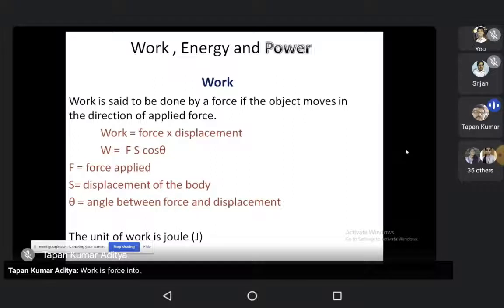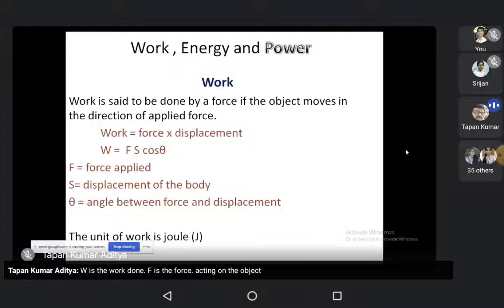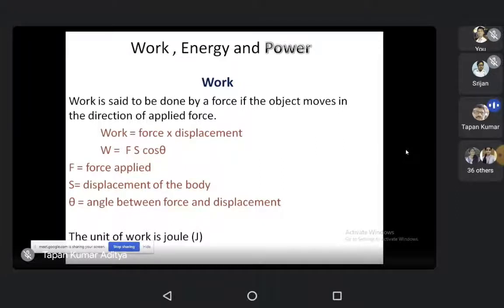Work is force into displacement, or W equal to Fs cos theta. W is the work, F is the force, s is the displacement, and theta is the angle between the direction of force and displacement. Remember the formula of work: Fs cos theta.